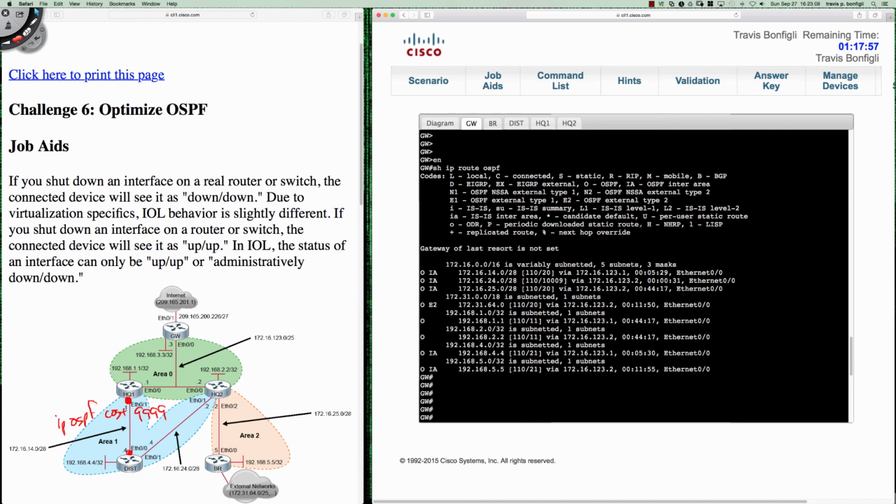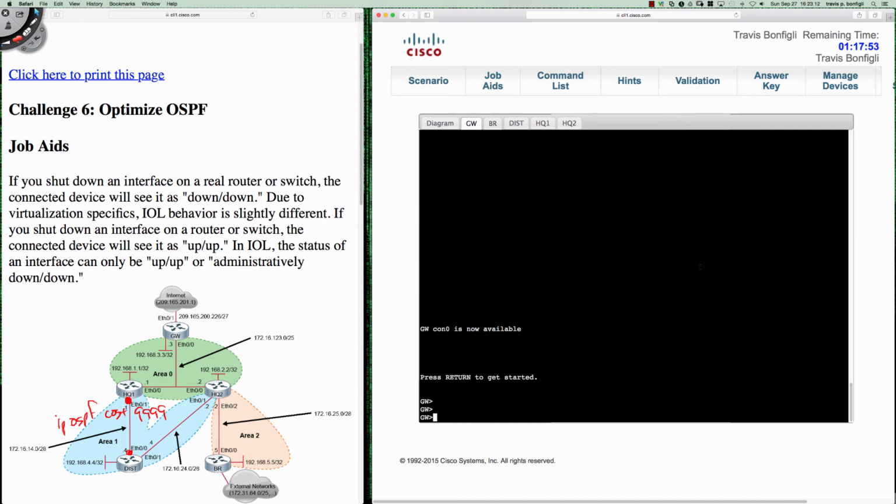All right, so now let's go back to the gateway router, and I apologize. I was making the assumption that they'd want this to all be coming through HQ1. So now on the gateway router, we'll get into privilege exec, and I'll say show IP route OSPF.